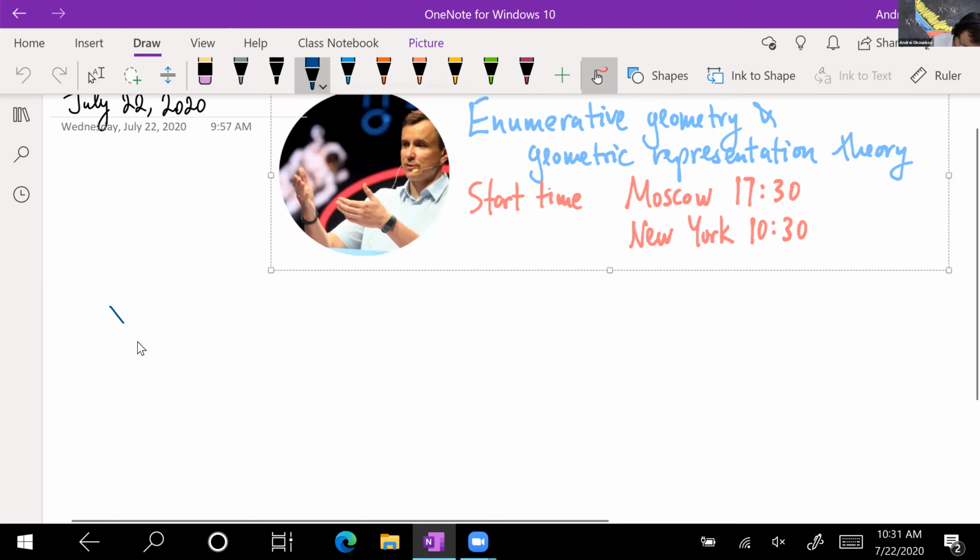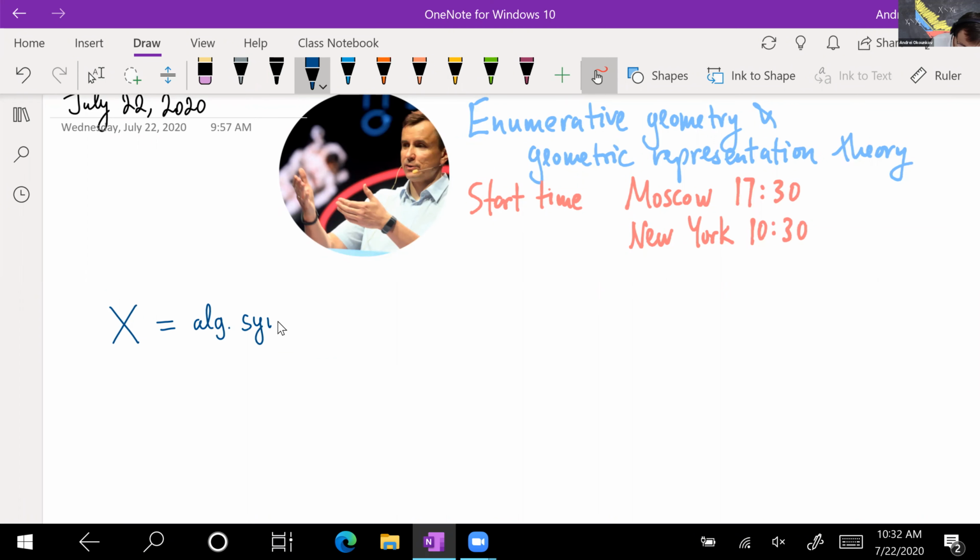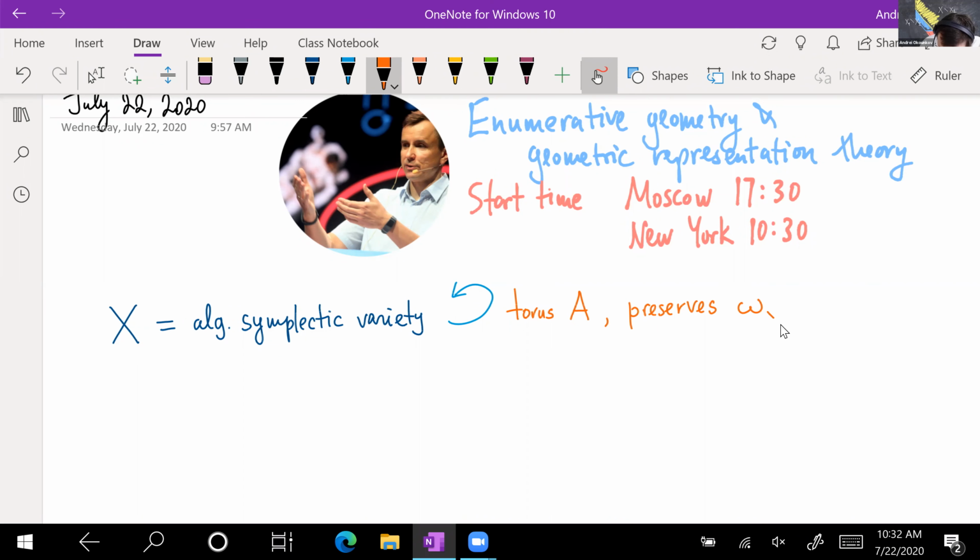Let X be an algebraic symplectic variety with an action of a torus A. This acts by symplectic transformations, which preserves the symplectic form. But then it fits into a bigger group of transformations.